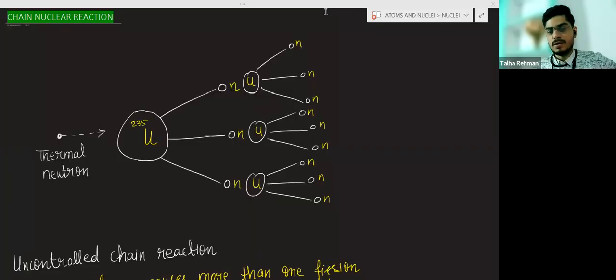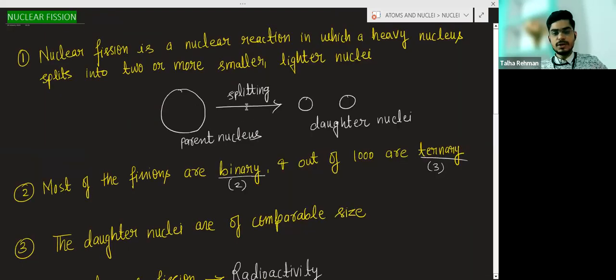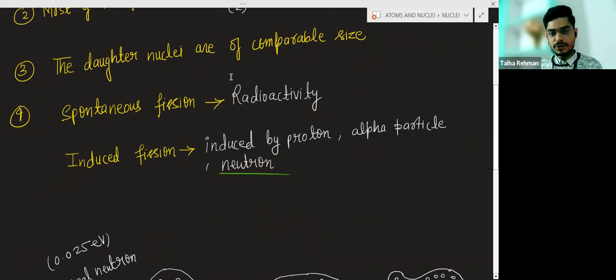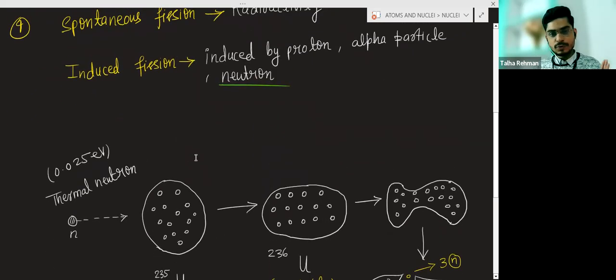So I have started from nuclear fission. Basically, nuclear fission is the splitting of heavy nuclei into smaller and lighter nuclei. Spontaneous fission is radioactivity, and induced fission is like this. You have to make some extra effort initially, but after that the fission is self-propagated.